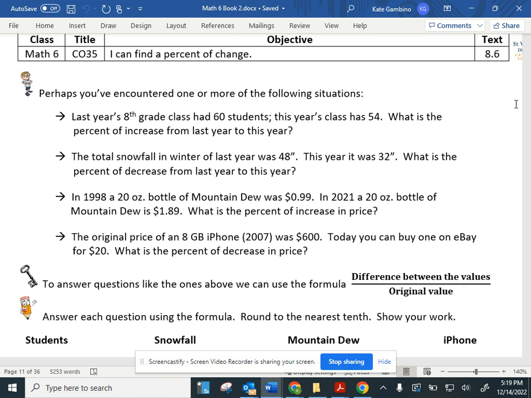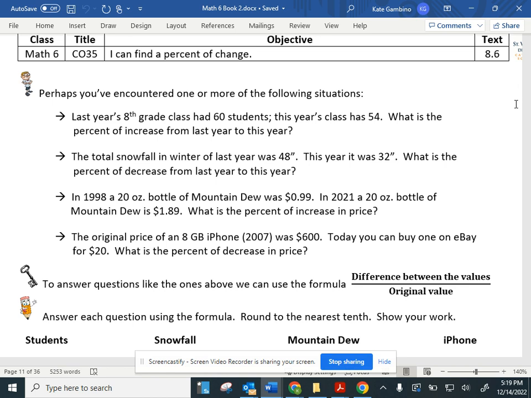Or let's say a bottle of Mountain Dew in 1998 was only 99 cents. But last year in 2021, that same 20-ounce bottle of Mountain Dew sold for $1.89. What is the percent of increase in price? Or we could say the original price of an 8 gigabyte iPhone in 2007 was $600. But today you could buy that same iPhone on eBay for only $20. What is the percent of decrease in the price?